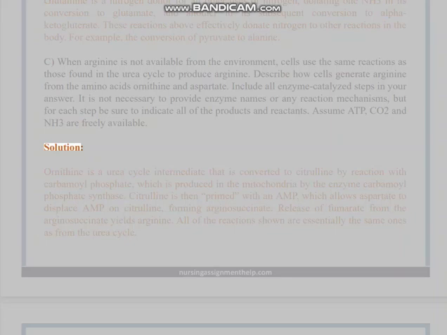Solution: ornithine is a urea cycle intermediate that is converted to citrulline by reaction with carbamoyl phosphate, which is produced in the mitochondria by the enzyme carbamoyl phosphate synthase. Citrulline is then primed with an AMP, which allows aspartate to displace AMP on citrulline, forming arginosuccinate. Release of fumarate from the arginosuccinate yields arginine. All of the reactions shown are essentially the same ones as from the urea cycle.